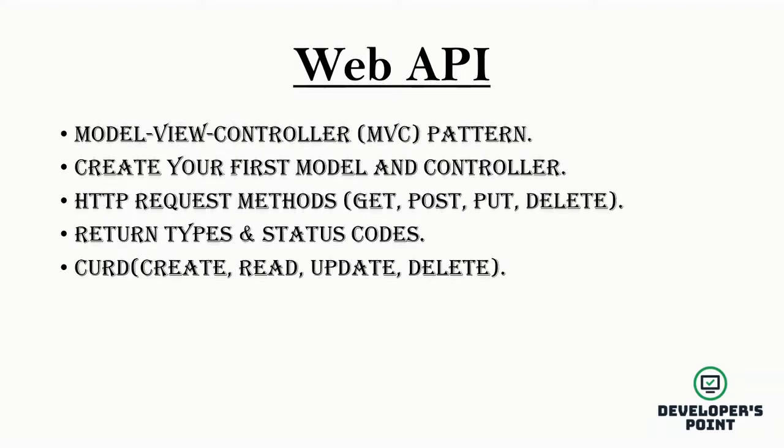Then we'll dive deep into the web API. You'll learn about the model view controller pattern and create your first model and controller by yourself. We will talk about the HTTP request methods, proper return types, and status codes. And then we'll be implementing all CRUD operations, such as create, read, update, and delete, in the subsequent section. So let's get started.